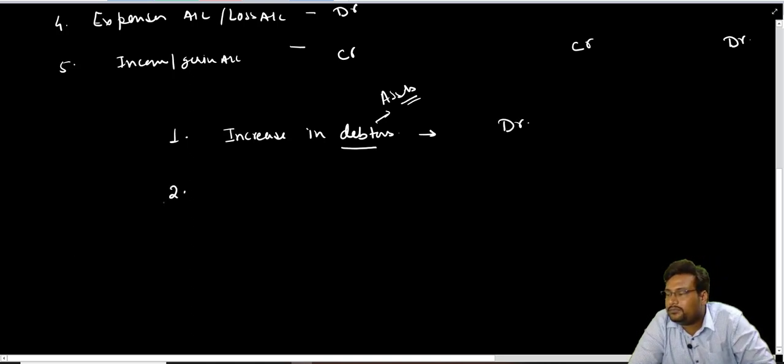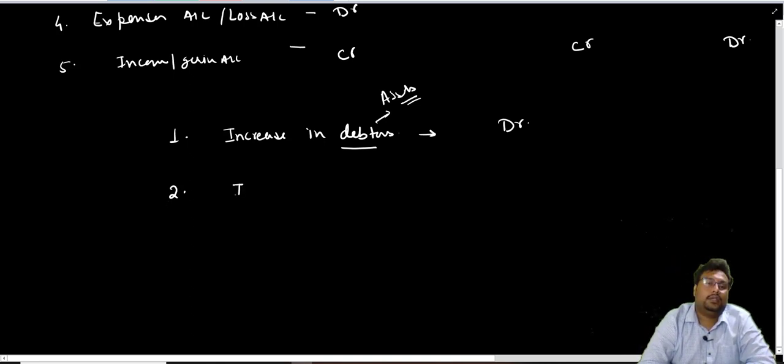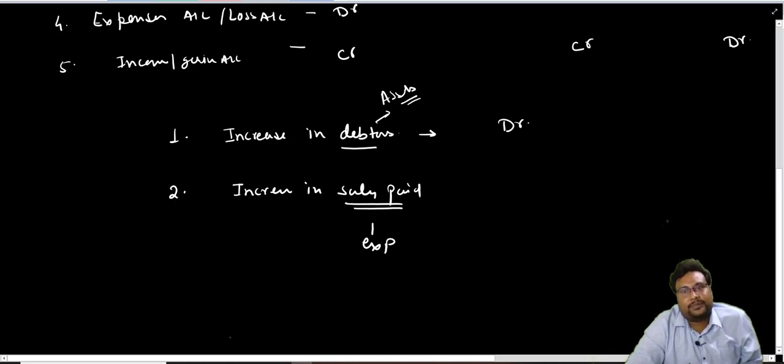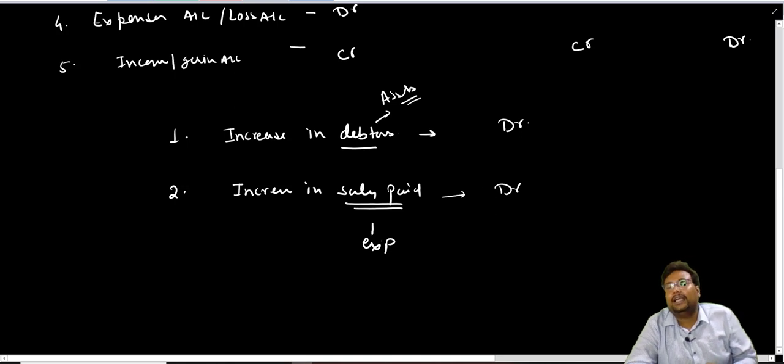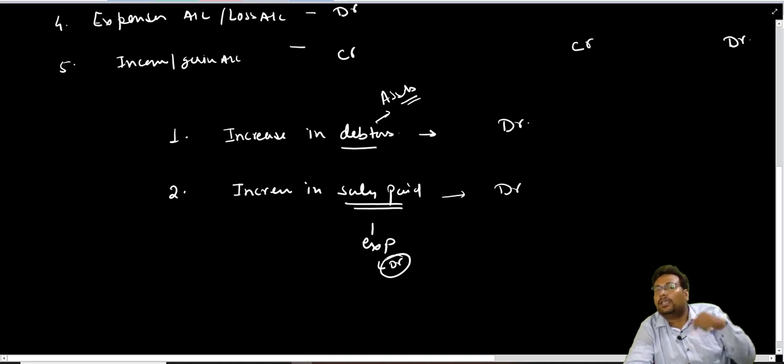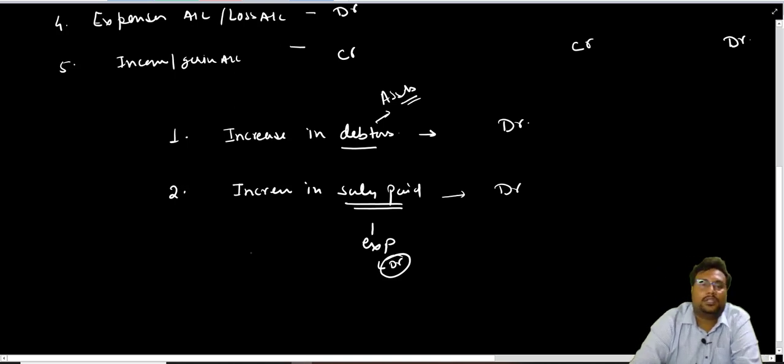Second, increase in salary paid. Now, salary paid is what, beta? Our expense. Salary paid is our expense. So when we talk about increasing of expense, it will remain what, beta? Debit, because expense nature is what? Debit. And how will debit increase? By making again debit.